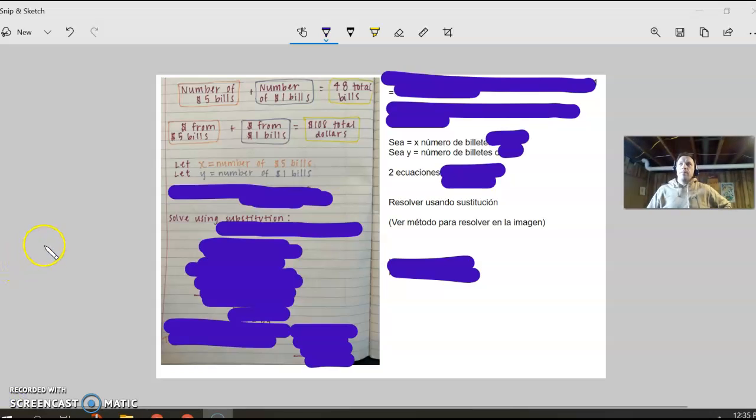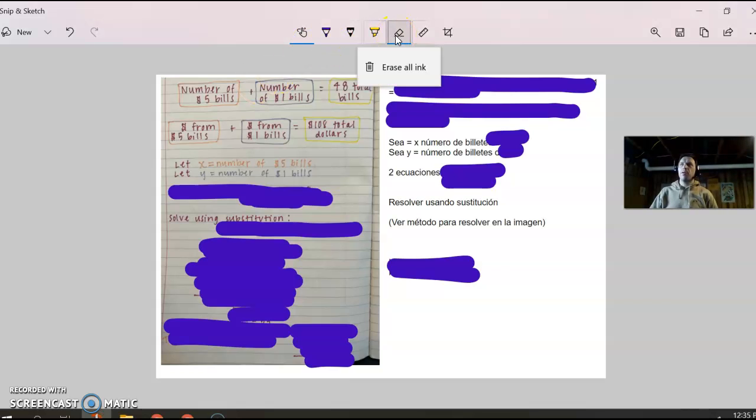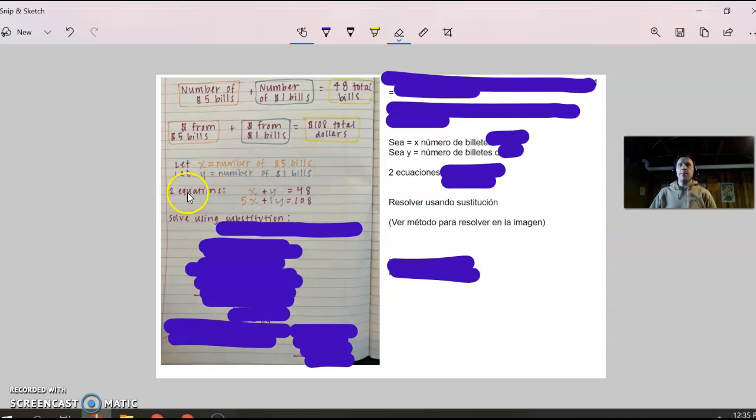So if you want to work through this, you can head to slide 16 to see if your answer is correct, or else let me walk through this just a little bit more for you. So we said the number of $5 bills plus the number of $1 bills needs to equal 48 bills. And then the money from the $5 bills and the money from the $1 bills has to equal $108 total. So we are going to let these be our variables, X and Y. And so when we erase this, we get 2 equations. X plus Y is 48, and 5X plus 1Y is 108.